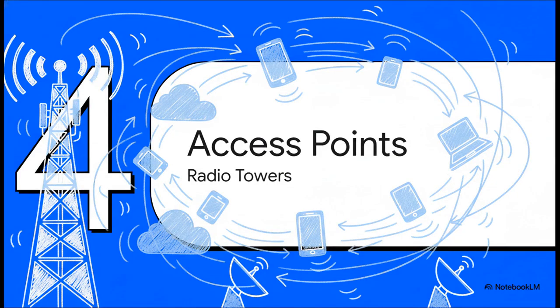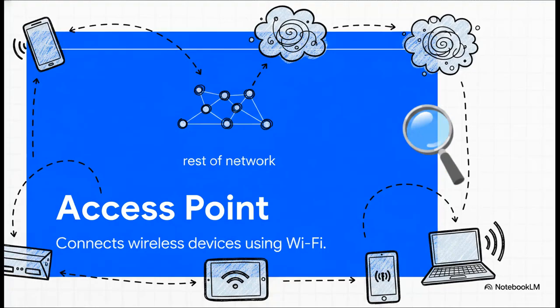All right, section 4, access points, radio towers. We've covered the highway, we've covered the local roads. Now we introduce the final foundational puzzle piece that finally frees us from the cables and brings the network directly to our mobile devices. An access point, or AP for short, provides Wi-Fi. It's what allows your phones, your tablets, your laptops to connect completely wirelessly.